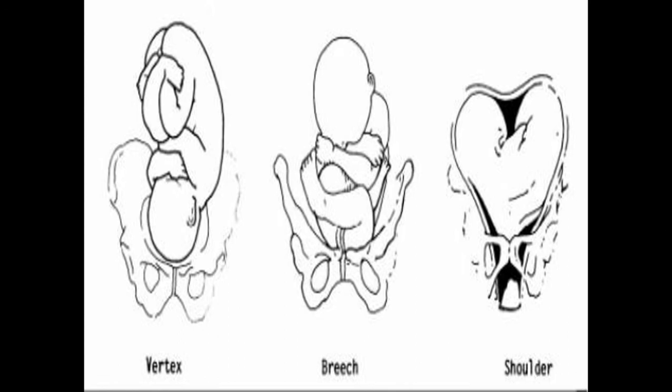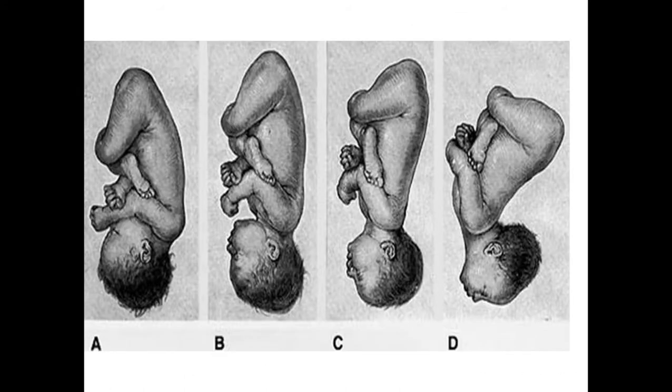And also in cephalic presentation, we have three position according to the degree of flexion of the fetal head to the trunk. If the fetal head is completely flexed, we have vertex position. If the fetal head is extended, we have face position. If the fetal head is not flexed, not extended, we have prow position. Look here: completely flexed, not flexed, not extended, completely extended.